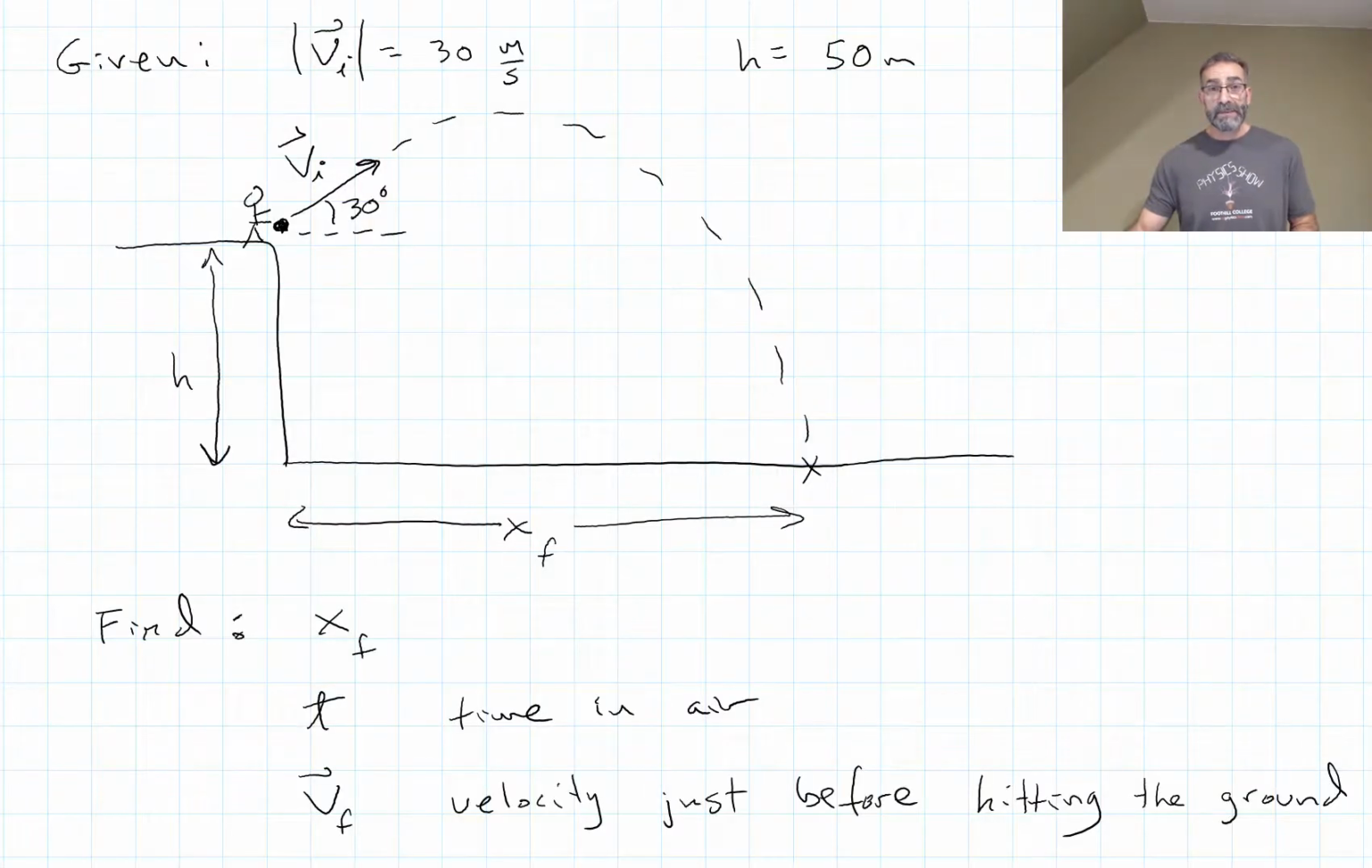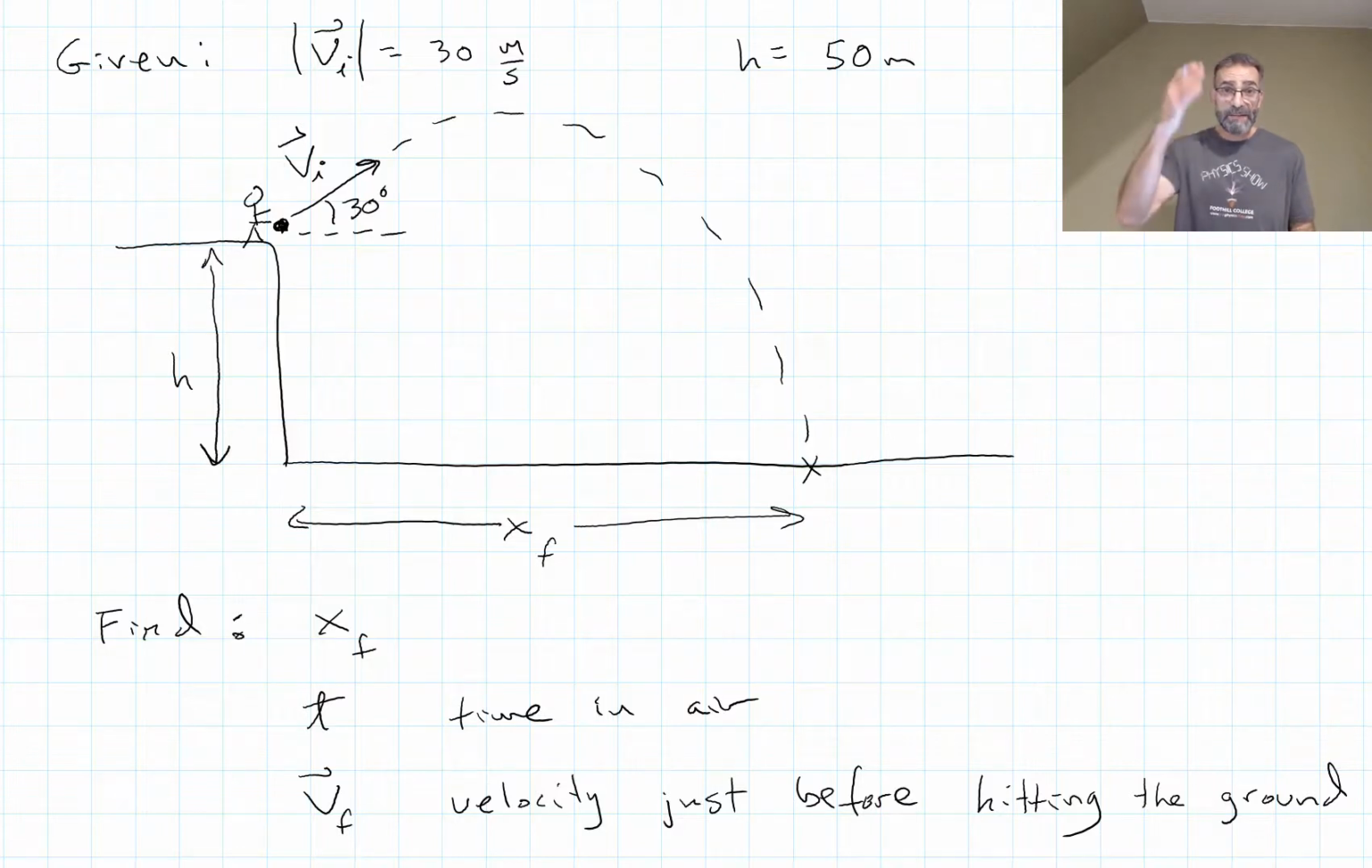Let's take a look at this problem. We're standing at the top of a cliff and we throw a ball 30 meters per second at an angle of 30 degrees above the horizontal. And we want to know how long is it going to be in the air before it hits the ground in the valley below? What's the horizontal distance the ball travels? And what's the final velocity, the split second before it hits the ground? Of course, once it hits the ground, it's going to come to zero.